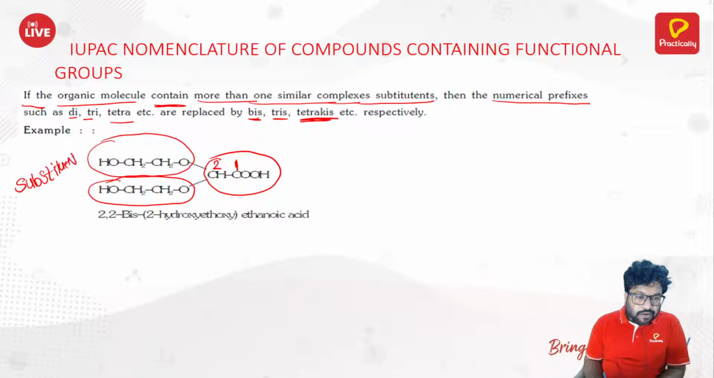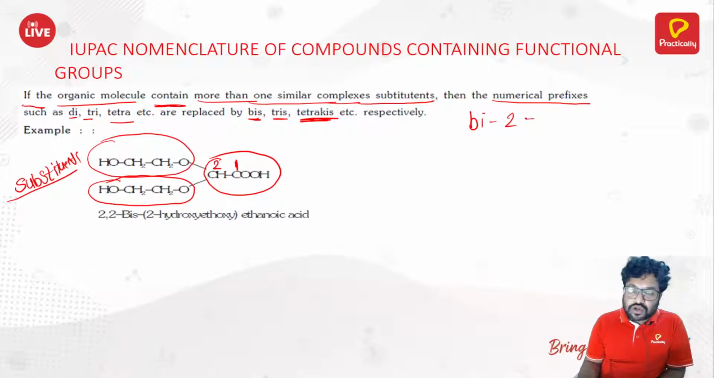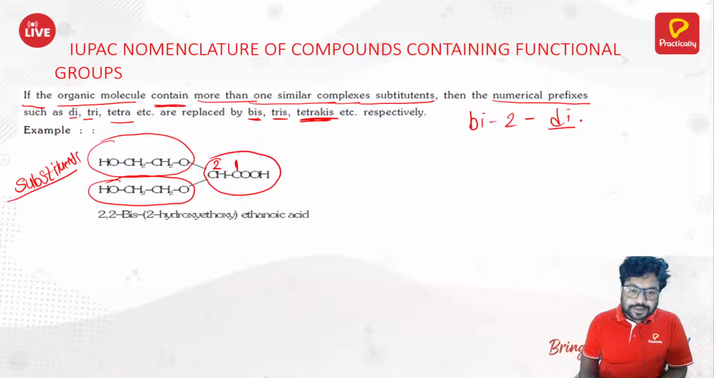So now how do you name this substituent? Look here: CH2, CH2OH. So the hydroxy group is there, that's fine, and they are attached with the oxygen. And these hydroxy groups are there, but this substituent is complex. So that is why we need to put bis there. Bis means 2 only. You can also use di for 2. So earlier we were using di. Now whenever the complex substituent is there, instead of di we use bis. Okay.